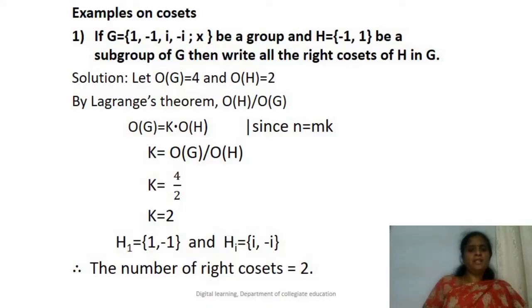So we have already seen what the right cosets are. It is 1 and minus 1. Coset means distinct elements, so disjoint sets we can consider as right cosets. The disjoint cosets are {1, minus 1} and {i, minus i}. So these are the two right cosets. Therefore the number of right cosets is 2 here.